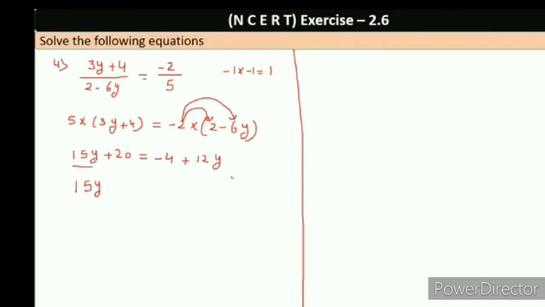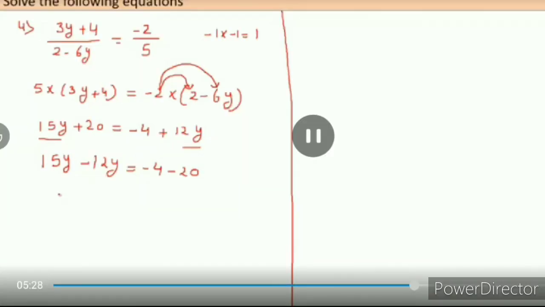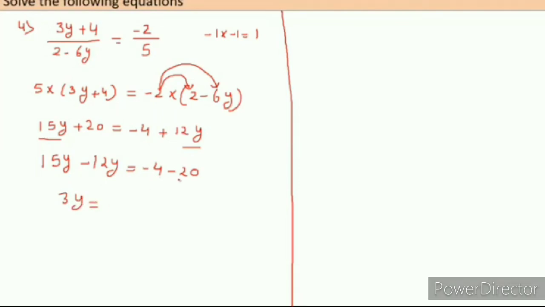Now the y terms we shift to the left hand side and numbers we take to the right hand side. At that time the sign gets changed. Minus 4 minus 20. 15y minus 12y gives 3y, equal to, both are negative, so we should add, minus 24. Therefore, y is equal to minus 24 by 3. If we cancel by 3, we will get minus 8. Therefore, y equal to minus 8 is the solution of this given equation.